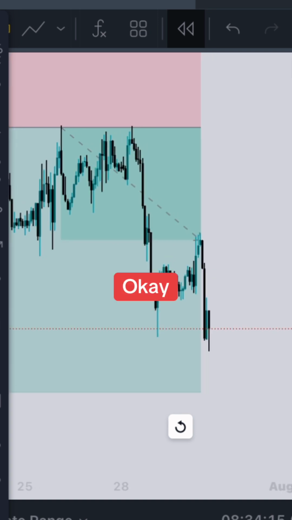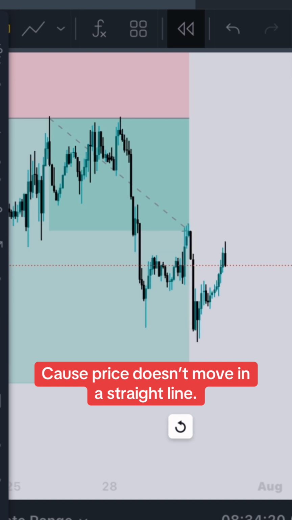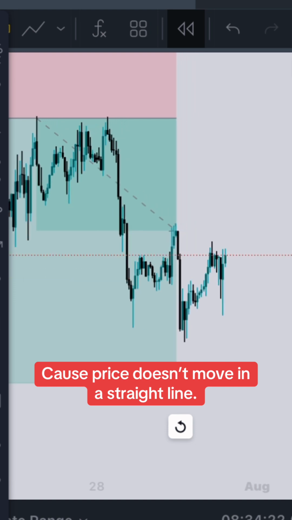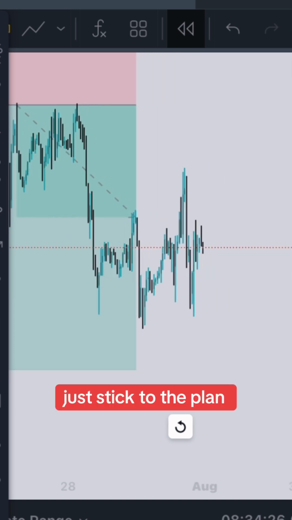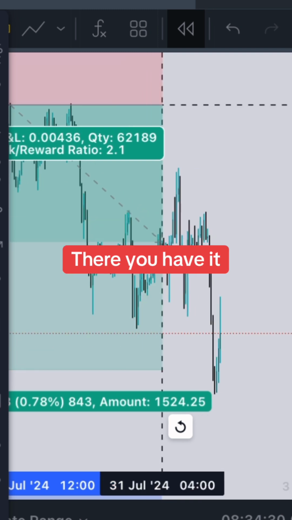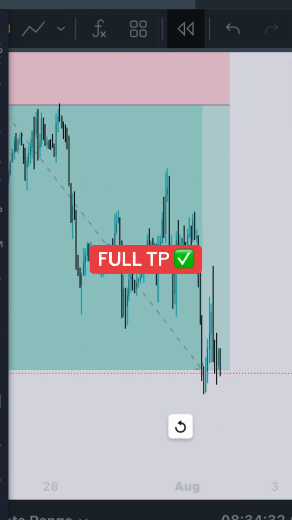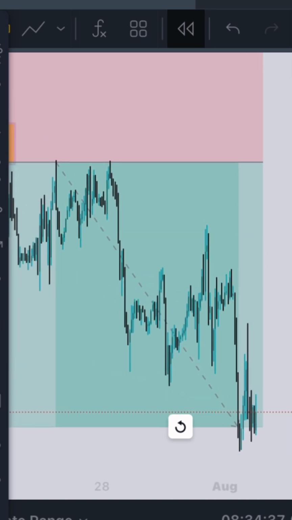Okay, and it's okay for price to do this, because price doesn't move in a straight line, right? So no panicking, just stick to the plan. No panicking. Boom, there you have it, a full TP. So this is how you can catch trades like this.